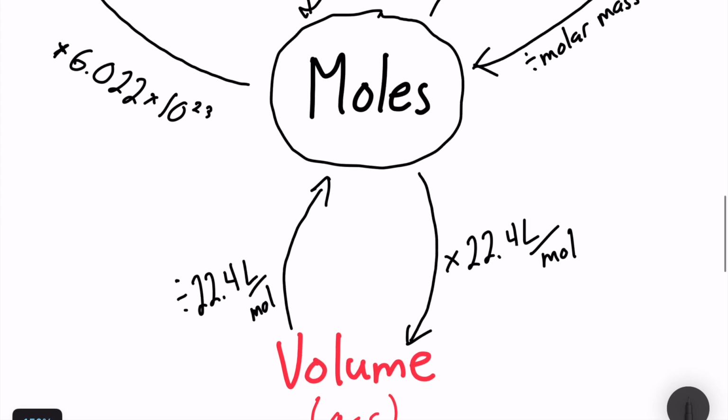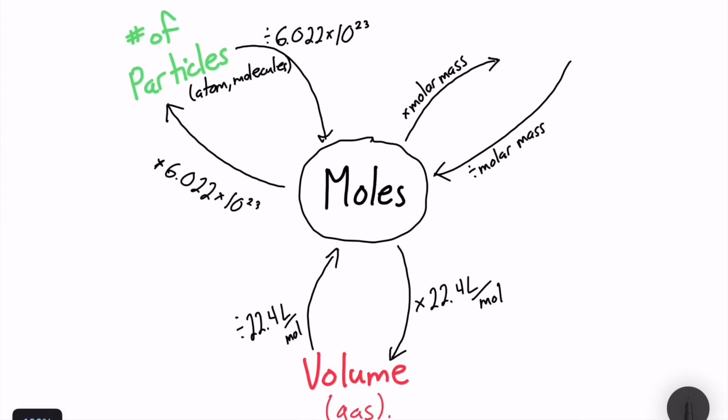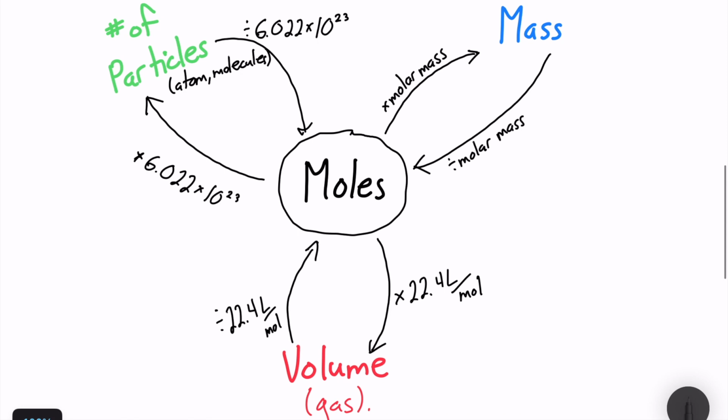So we'll just zoom out, see what our flow chart looks like here. So again, you can go from moles to number of particles, or moles to mass, or moles to volume, and vice versa. And again, I will have a video putting this flow chart into practice.